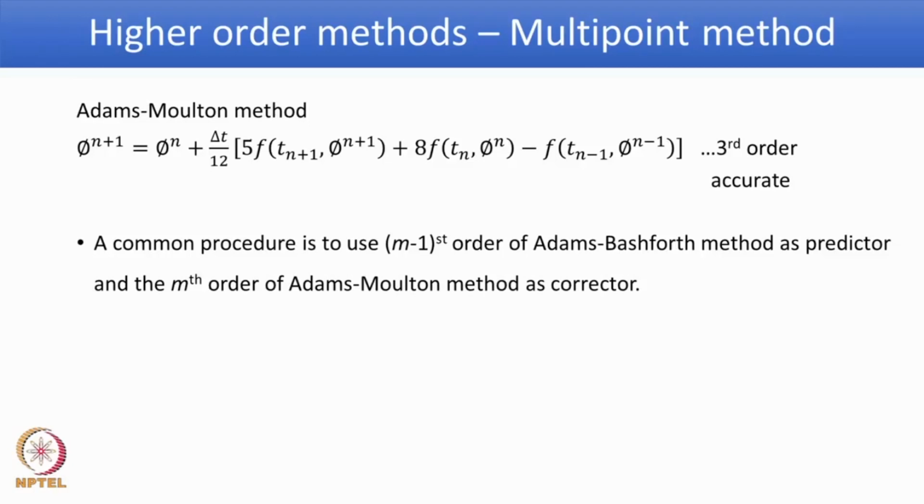So, you can actually construct like this to get any order of accuracy, multi-point level, explicit, implicit or a combination of both. A common procedure is to use the m minus 1 order Adams-Bashforth method as a predictor and the mth order Adams-Moulton method as a corrector. So, we have already seen the Adams-Bashforth method, 2 schemes, second order accurate and third order accurate. Adams-Moulton method, 1 scheme, third order accurate. So, you can combine both in the form of predictor as well as corrector methods.